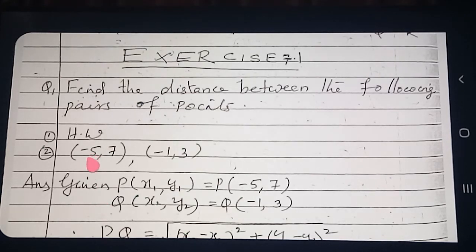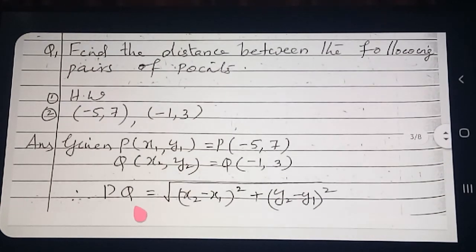See here, try to do it systematically. First, what is the first point? We have named it P(x1, y1) is equal to P(minus 5, 7). Q(x2, y2) is equal to Q(minus 1, 3). So we know x1, y1 and x2, y2. So what is the distance? Which formula is required everywhere? You must write the formula.